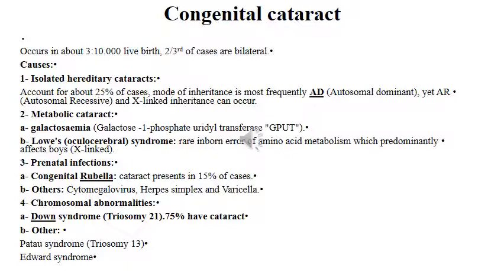We said the first cause is isolated hereditary cataract. Metabolic cataract can be associated with certain metabolic disorders like galactosemia and Lowe syndrome. What about prenatal infection? Prenatal infection, which is literally the TORCH infection, is an important cause of cataract. Almost all the elements of TORCH infection can result in a type of congenital cataract.